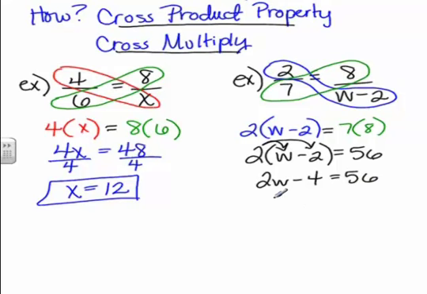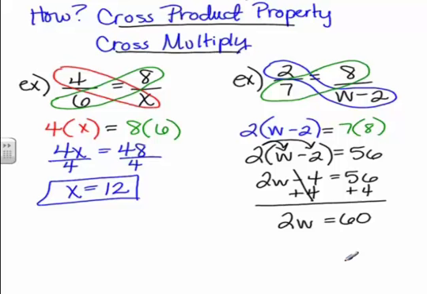So I'm trying to get W by itself. I need to remove this negative 4 from this side. I'm going to take it to the other side by doing the opposite, which is adding. That goes away. All I have on the left side is 2W, and on the right is 60. Now to get W on its own, I'm going to divide both sides by 2, and I find out that W equals 30. Let's look at another.